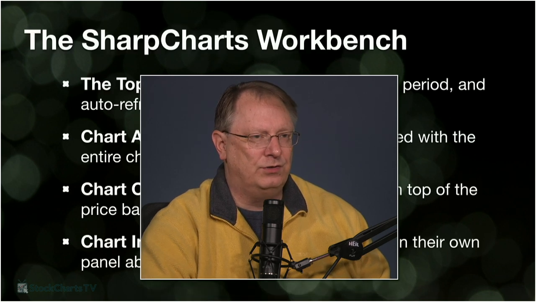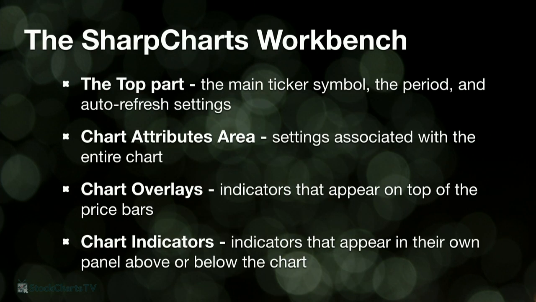and we're going to dive into just a little bit on the workbench, but then more into overlays and how you create overlays. Now, the workbench itself is where you create sharp charts. And to get to the workbench, typically, you'll just type a ticker symbol at the top of any of our pages. If you go to our website, there's a box at the top. Just type in a ticker symbol, anyone will do, and press go, and you'll go straight to the sharp charts workbench.